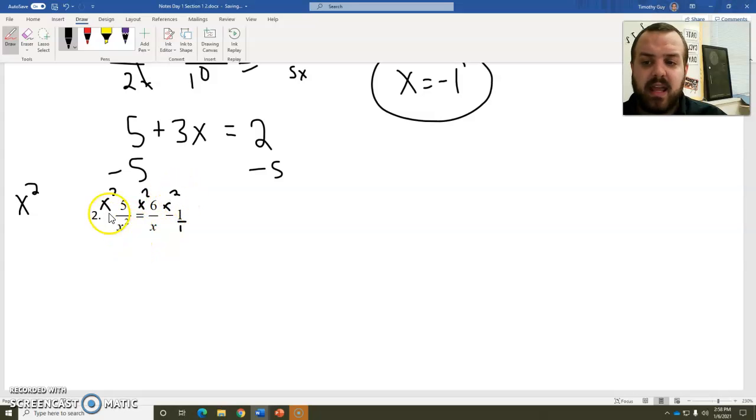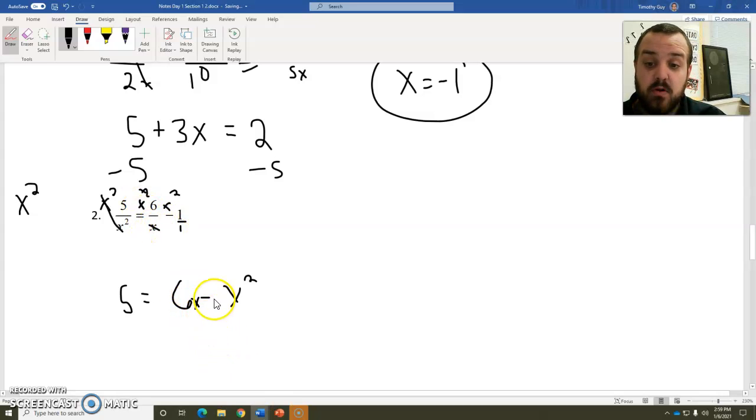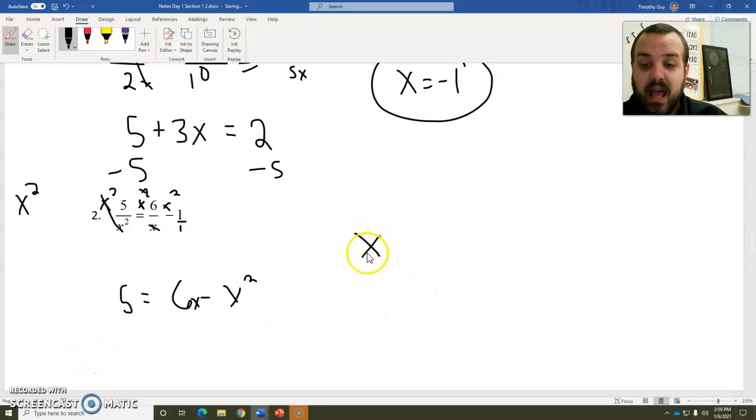And I'm going to go ahead and do my canceling here. So the x squareds will cancel, 1x is going to cancel out, and this won't cancel. So I'm going to end up with 5 equals 6x minus x squared. Sorry, whenever x is left over. And then we're going to move these two terms over here so we get our quadratic set equal to 0. So we get x squared minus 6x plus 5 equals 0.